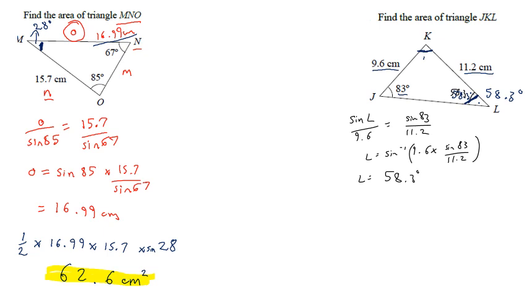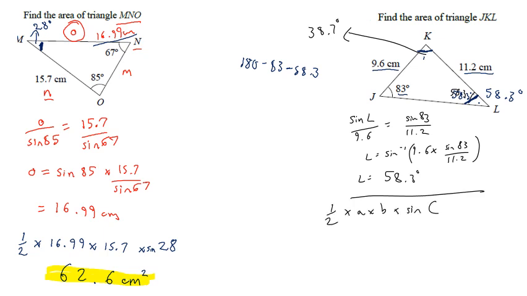After that, I can find angle K. Angle K is 38.7 because we do 180, take away 83, take away 58.3. So now I've got all of that, I can use my area of a triangle formula, half AB sine C. So it becomes half times 9.6 times 11.2 times sine of the angle between them, which is 38.7, and we get a final answer of 33.6 centimetres squared.